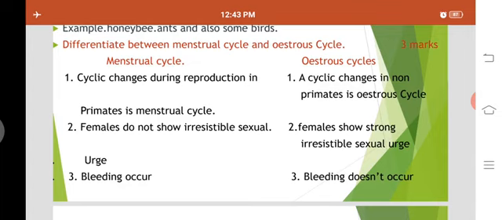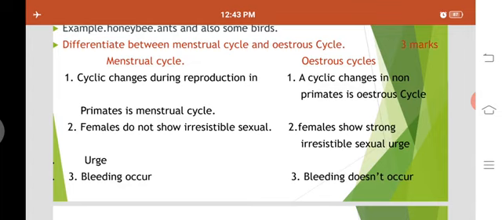Second difference: in the menstrual cycle, females do not show irresistible sexual urge, but in the estrous cycle, females show strong irresistible sexual urge. Understood? Third difference: in the menstrual cycle, in primates bleeding occurs, and in non-primates bleeding does not occur. This is the third difference.